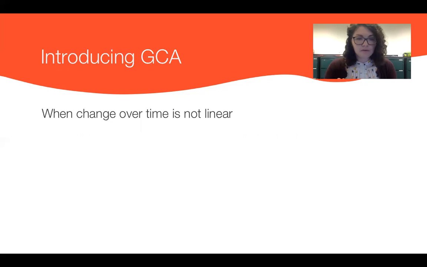The time in which you would want to use GCA is when change over time is not linear, which is going to be the case with your pupil data. This is also why generalized additive mixed models, which I'll get to after GCA, are most useful for pupil data, because it's also a nonlinear approach.